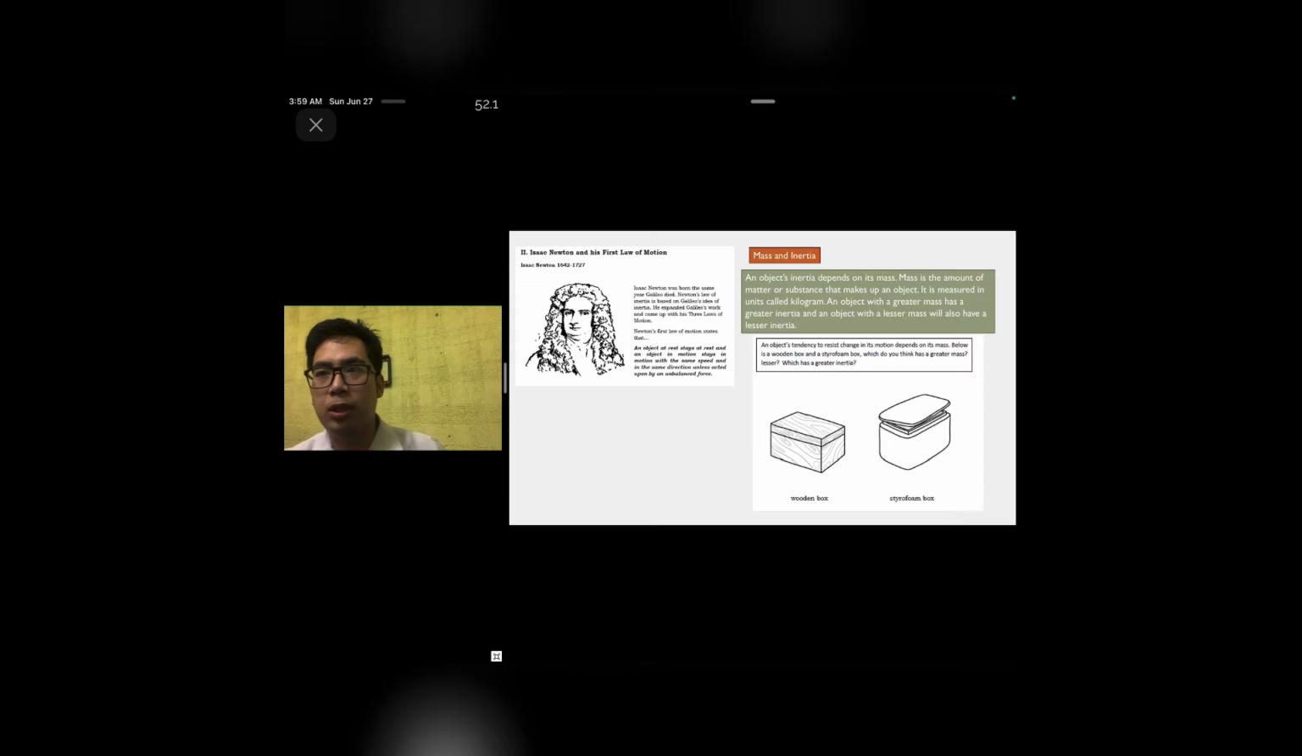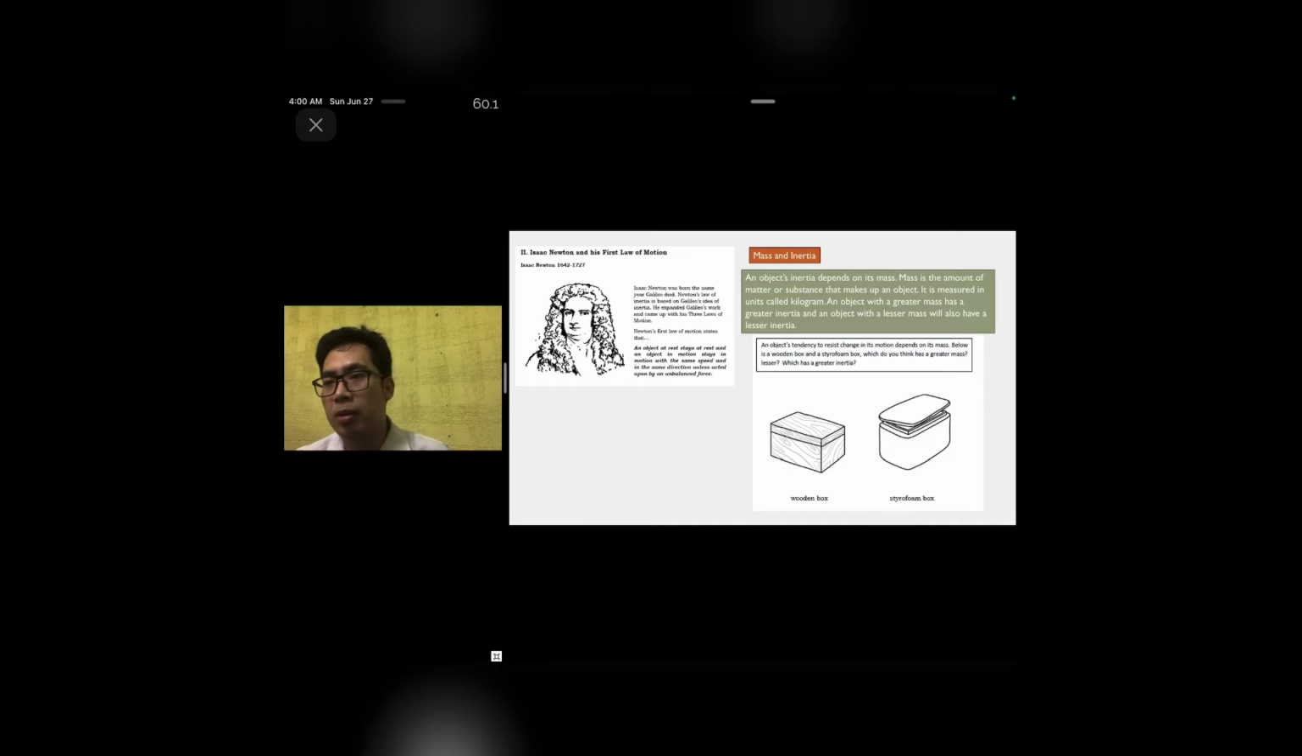Okay, let's talk about the mass and inertia. An object's inertia depends on its mass. So mass is the amount of matter or substance that makes up an object. It is measured in units called kilogram. An object with a greater mass has a greater inertia. So therefore, an object with a lesser mass will also have a lesser inertia.